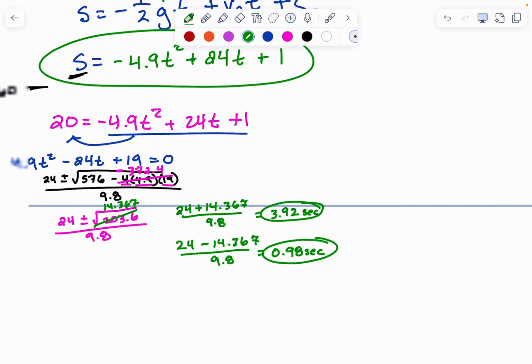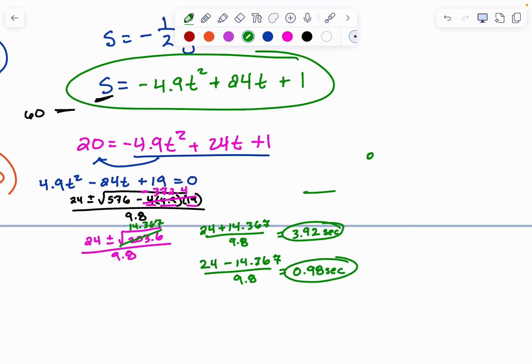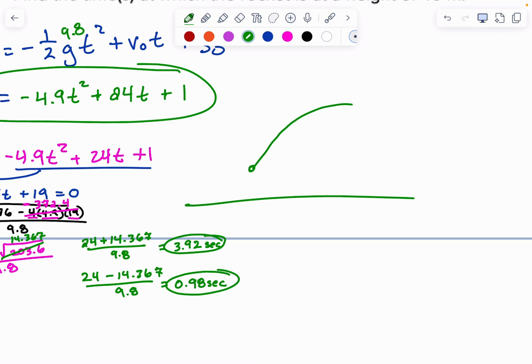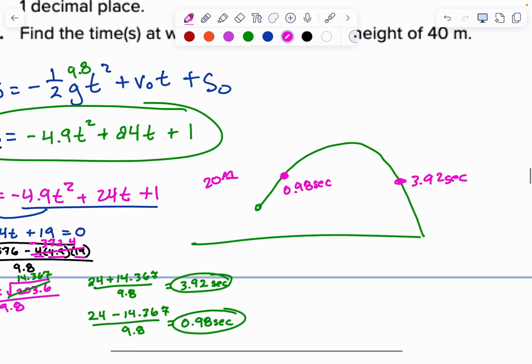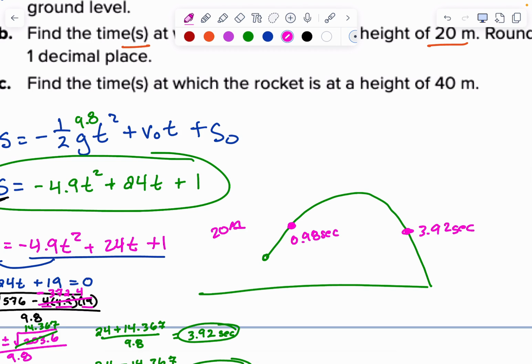So we're shooting it from 1 meter above, and it's going up and coming down. It hits 20 meters at less than a second in the air, and then coming down at 3.92 seconds in the air, it's hitting that same spot again vertically. I don't know what the maximum height is. Okay? All right, good.